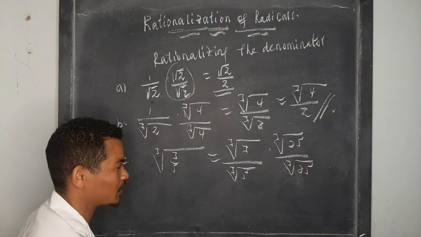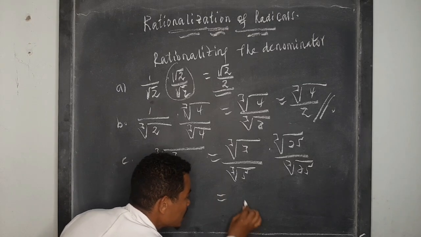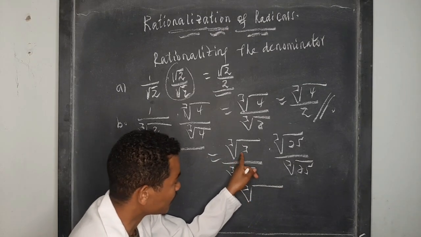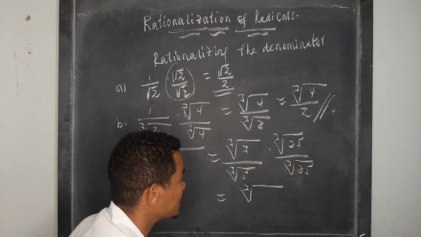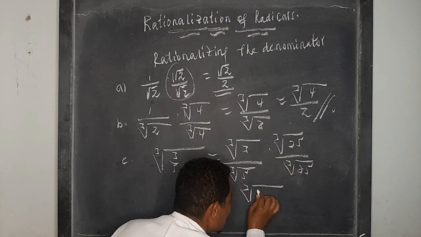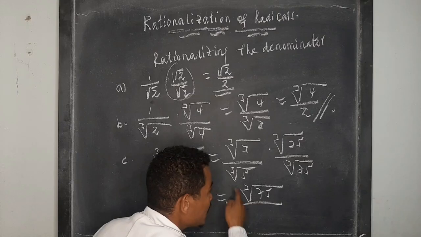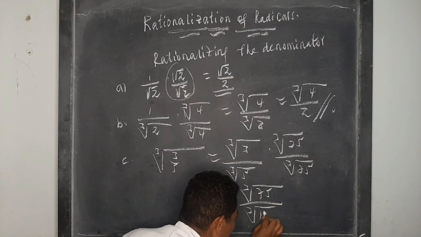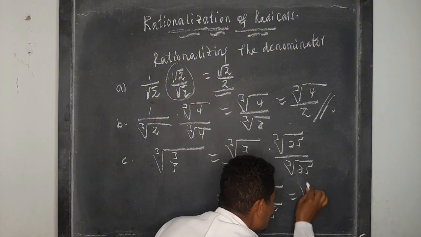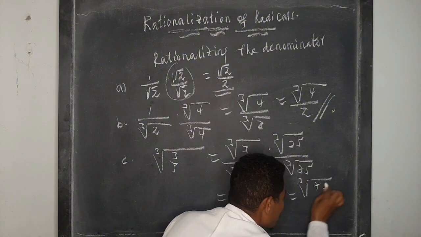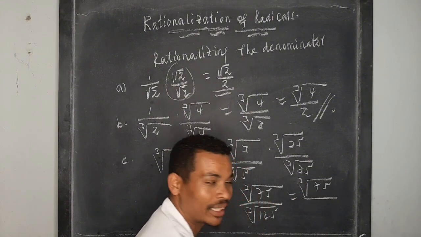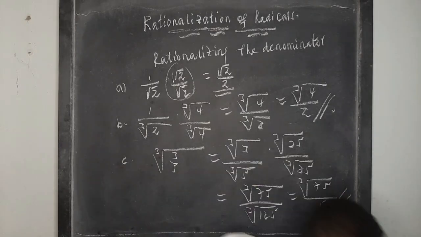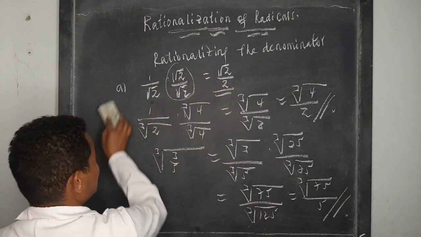This is the same as cube root of 3 times 25, which is 75, right? Cube root of 75 over cube root of 125, and the cube root of 125 is 5. Okay, so let me add another example.